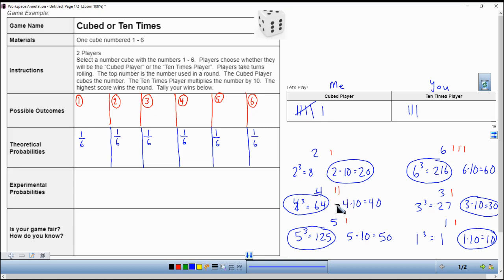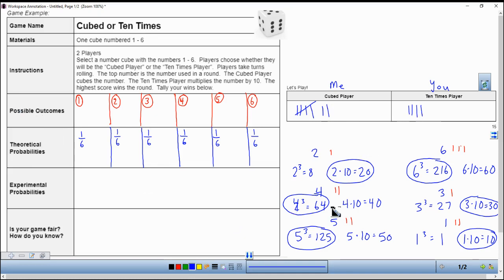I get a 4. A 1. We rolled a 1. And that's good for you because you win when we get a 1 because you're the times 10 player. And that's another 1. If we roll a 5, well, that means I win. I get another point. So far it is 7 to 4. We're going to roll it 7 more times. Let's see what we get.